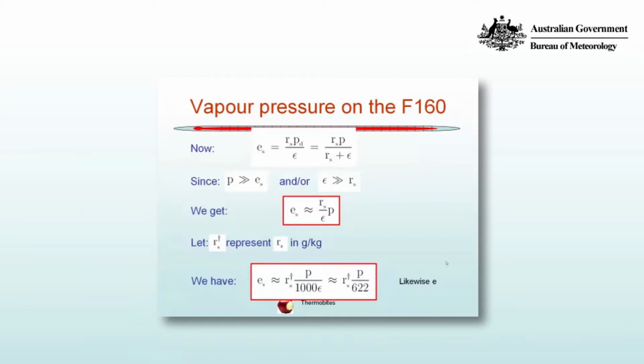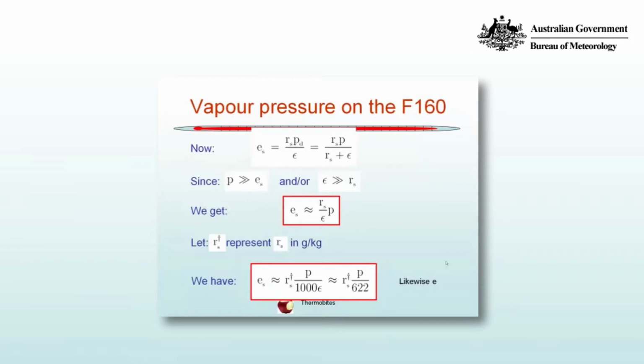Now in this equation, Rs is measured in kilograms per kilogram, which is inconvenient because typically in those units Rs is small, so we can rewrite this in terms of Rs dagger, which is Rs in grams per kilogram, and what we need to do is then divide through by 1000. And we know what epsilon is, and so we can write the saturation vapor pressure as the saturation mixing ratio in grams per kilogram multiplied by the pressure divided through by 622.